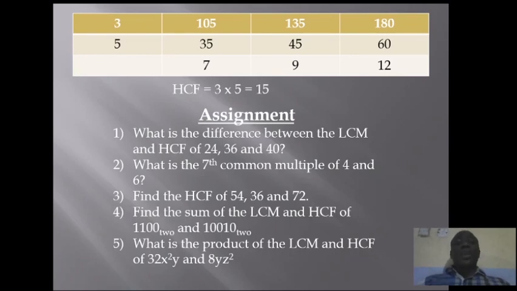So we started with 3, because 3 can divide 105, 135, and 180. How did I know that 3 can divide all of them? The first thing I look at is the rules of divisibility. The rule says that if the sum of the digits is a multiple of 3, then 3 can divide the number. The digit sum of 105 is 6, of 135 is 9, and of 180 is 9. So that means 3 can divide through.